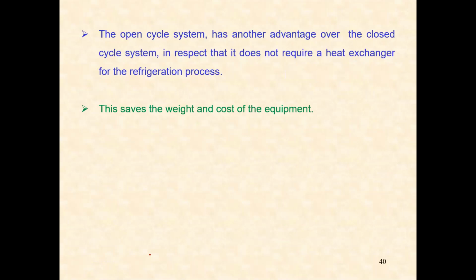The open air cycle has another advantage over the closed cycle system in that it does not require a heat exchanger for the refrigeration process. I have already told you that we are directly leading the air to the cabin, so we don't require a heat exchanger at the cold end. This saves the weight and cost of the equipment.